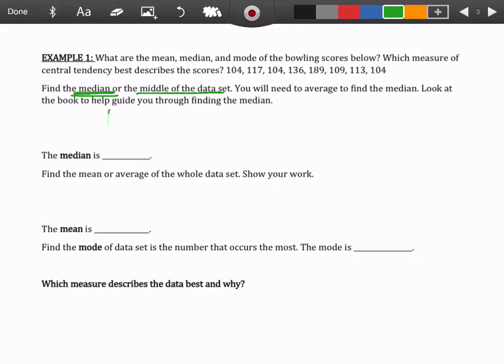104 is the smallest number there, and we're going to cross that out. Then we look through our list for the next smallest number. Well, we see 104 again. And then looking through this list, 104 is listed a third time. And then 109, and you're listing these in order. 113. Because before we can find the median, we have to put the numbers in order. 117.